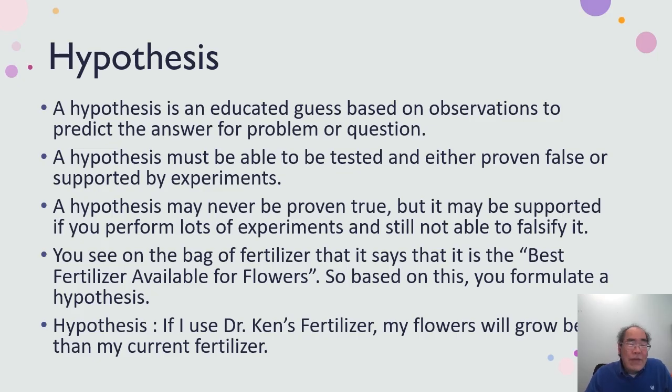A hypothesis is never really proven to be true with absolute certainty, but if there's a lot of experiments that support the hypothesis, then we can make an assumption that the hypothesis is true. Okay, so we see a bag of fertilizer in the home improvement store, and it says the best fertilizer available for flowers. So based on this information, we can formulate a hypothesis. So an example hypothesis would be, if I use Dr. Ken's fertilizer, my flowers will grow better than my current fertilizer.